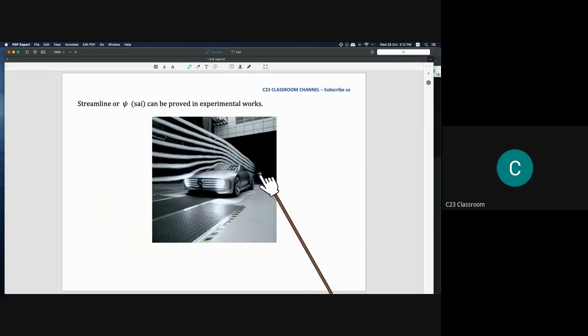This means that if you simulate this situation in your computer, every line of this smoke must be represented in a mathematical equation. Everything here has its own mathematical equation, and that equation is the stream function. Stream means the streamline, function means equation. So we need to come up with the stream function first before we can use the idea of the Navier-Stokes equation.